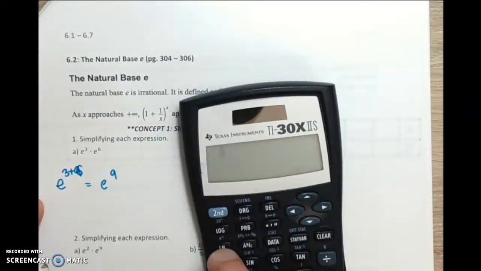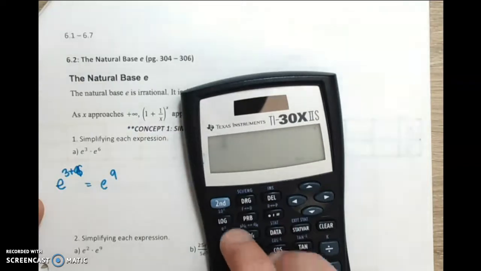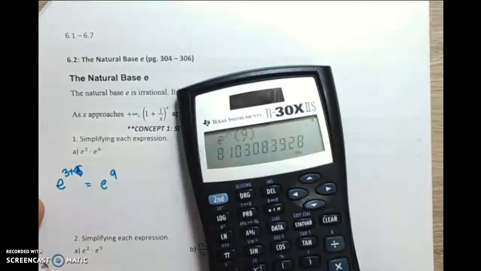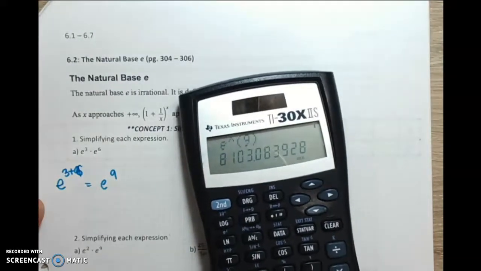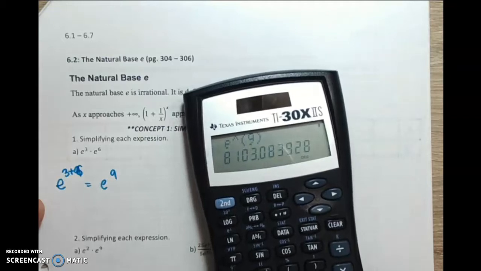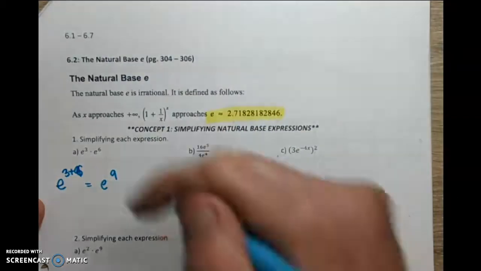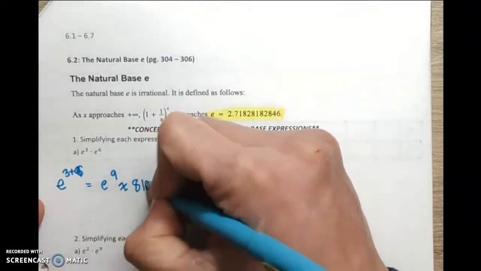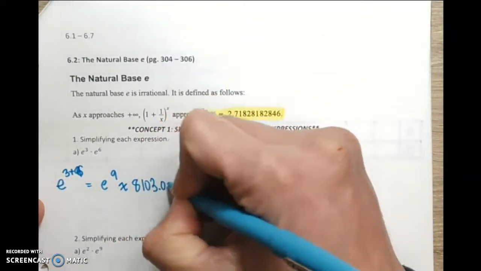So it's right there at the ln, but you're going to have to hit second ln to get the natural base. Plug in 9 in parentheses, hit enter, and you see I got 8103.08. So that's approximately 8,103.08.